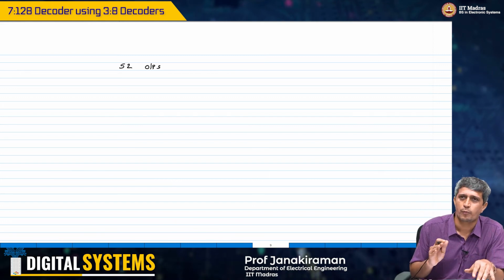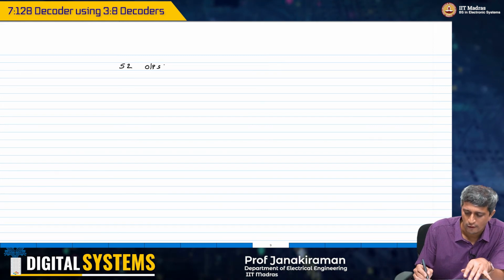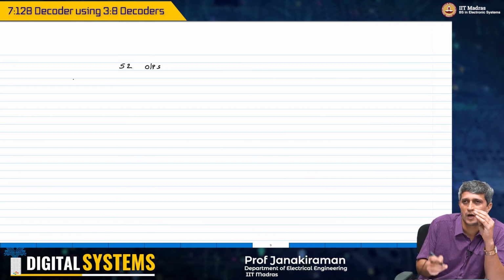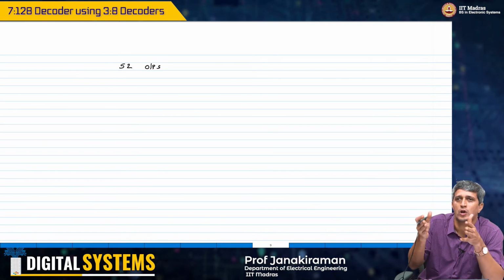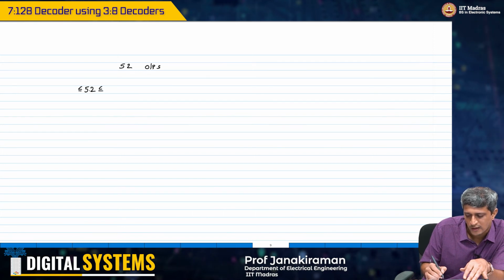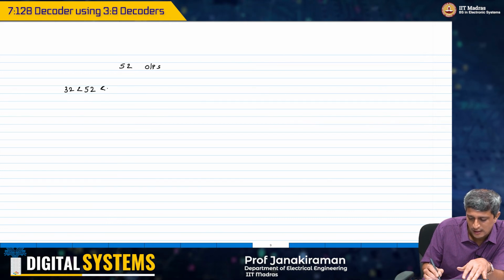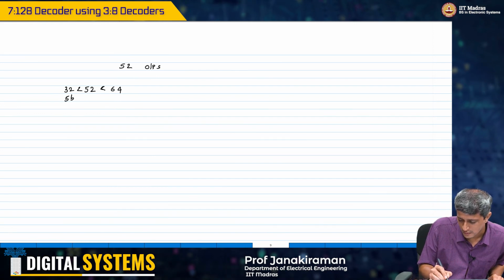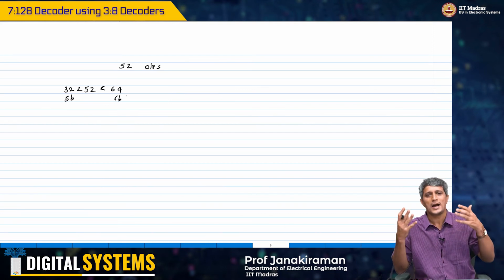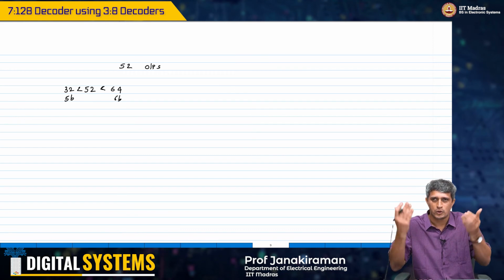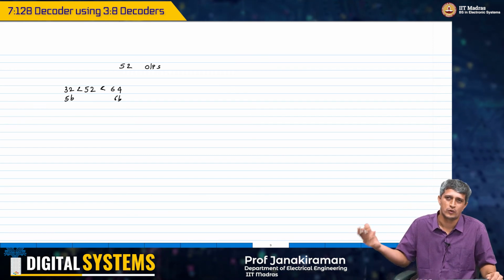So, the first point to note here is that if you have 52 outputs, you have to find the number of bits that you need to control this. So, 52 is greater than 32, and it is less than 64. This is 5 bit, this is 6 bit. So, you need 6 bits in order to build a whatever input to 52 decoder.